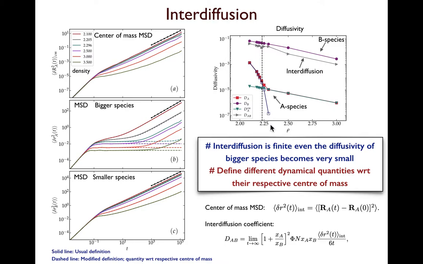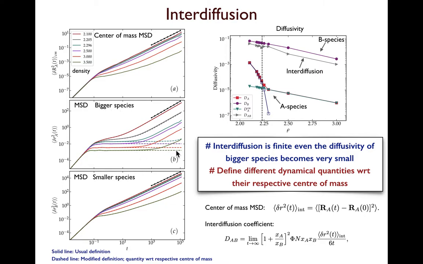This presents some elusive picture because there is some relative motion between the two subpopulations, but one of the populations is not showing some motion. So, in order to define the correct picture, we need to define different dynamical quantities with respect to their respective center of mass, as we have done here for the case of mean square displacement of bigger species.